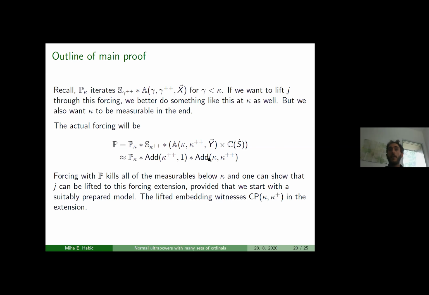All right, so this gives us what we wanted, right? Now we have a model where kappa is the least measurable, and yet there's an ultrapower that captures all the subsets of kappa plus. Okay.